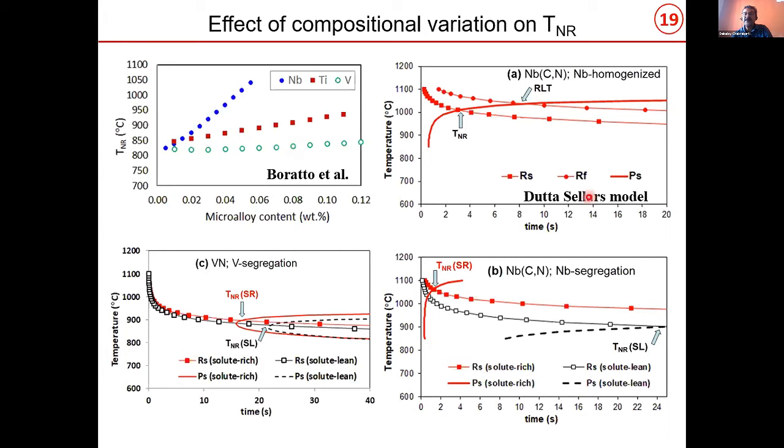We know that if we consider uniform composition everywhere, then there will be a certain precipitation recrystallization interaction as per Dutta-Sellars' model. But if there is a variation in composition, then there can be different curves, one separate curve for the solute rich region and one for the solute depleted region, with both regions having different recrystallization stop temperatures. But this risk is much less in vanadium steel because vanadium is not prone to segregation, and it also doesn't influence the TNR temperature to that extent. Its role is primarily precipitation during transformation.